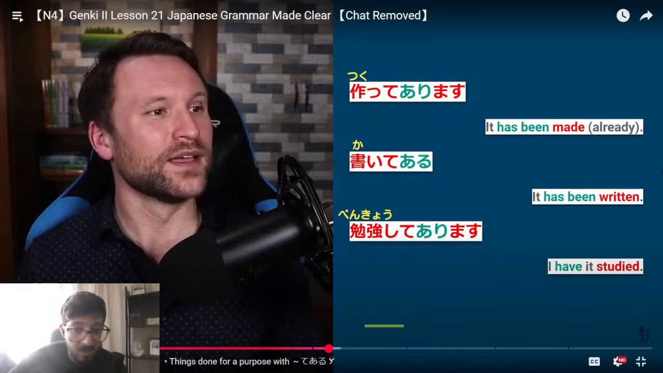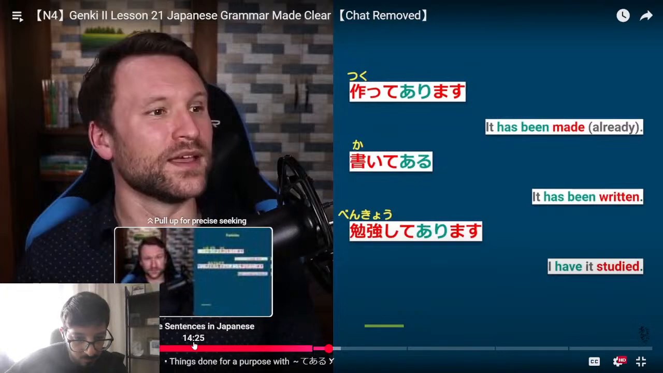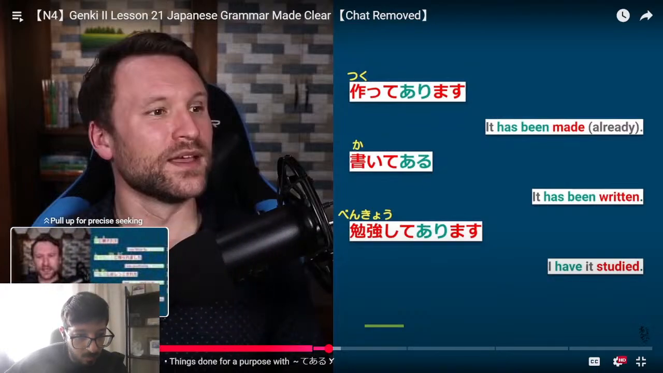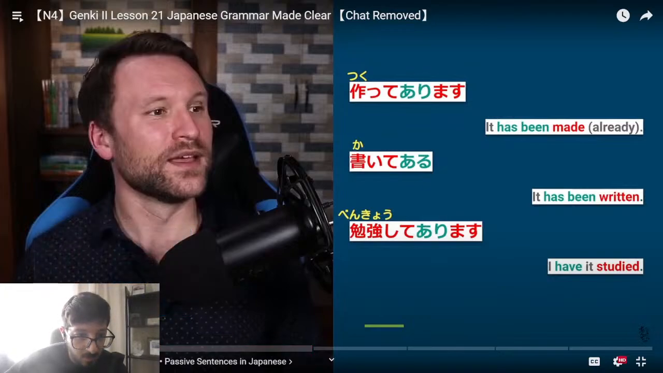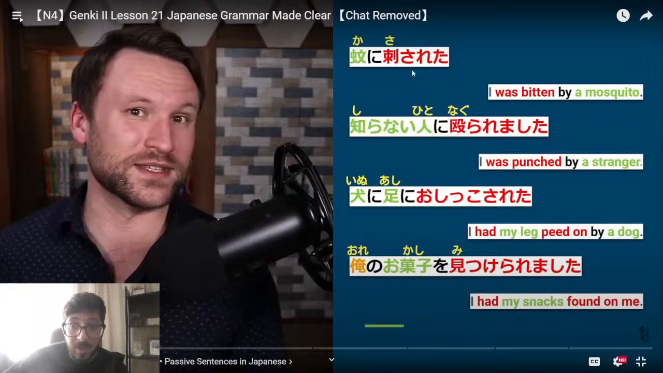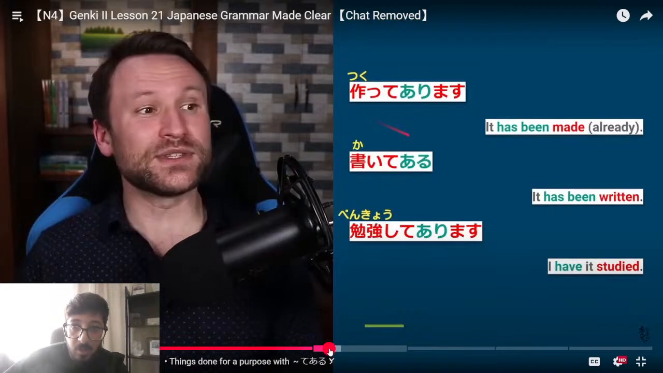So Yuki, I'm trying to figure out what's the difference between te aru and passive voice. My assumption is that in passive sentences, the act has an actor, has a doer. But te aru doesn't have a doer. It has been made. It has been written. Kai tearu. We don't know the doer. We don't know the actor of the action.